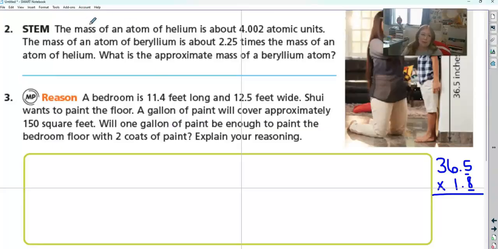Hey, number 2, the mass of an atom of helium is about 4.002 atomic units. The mass of an atom of beryllium is about 2.25 times the mass of an atom of helium. What is the approximate mass of a beryllium atom? Right? It's 2.25 times that. So I'm going to take 4.002 times 2.25.